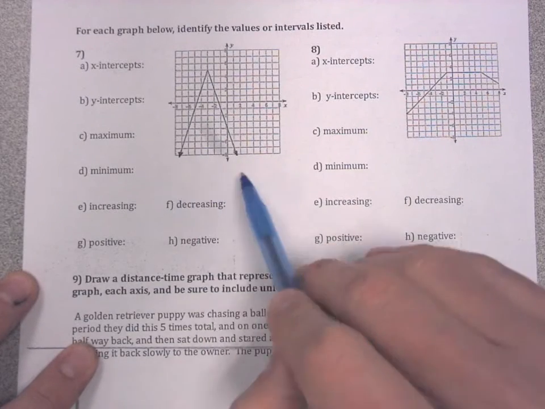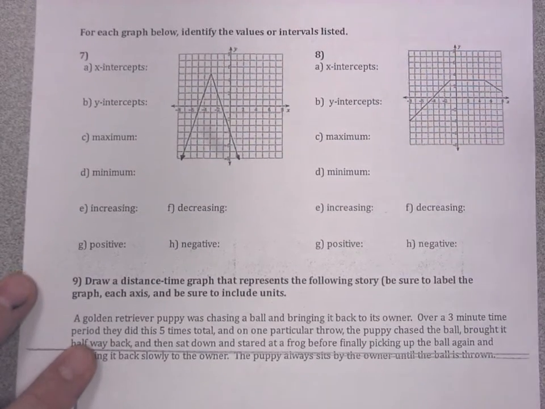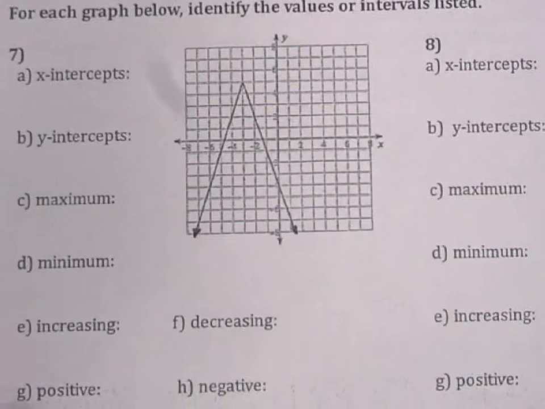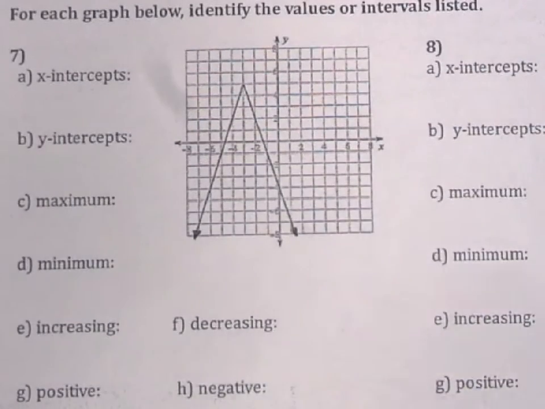These arrows mean that this graph is going to keep going forever and ever. So I'm going to see if I can zoom in here a little bit for you. It's going to be kind of hard to see, but we'll do our best. Okay, let's start with x-intercepts.